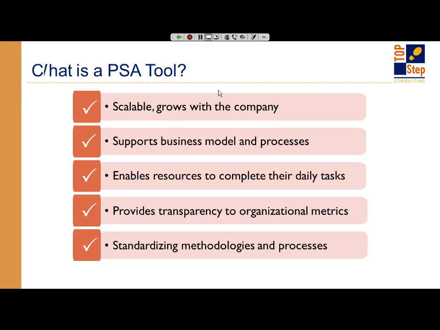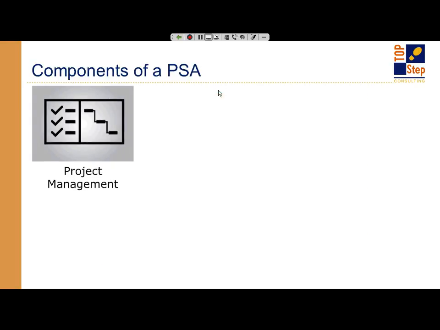Now, components of a PSA. There's various PSA tools on the market. We'll touch on a few names that you may recognize in a few slides. But a PSA tool at the end of the day is basically there's a concept of a project. So you're delivering work to a customer and it's delivered in the package of a project. At the end of the day, that's what you need to be able to track.